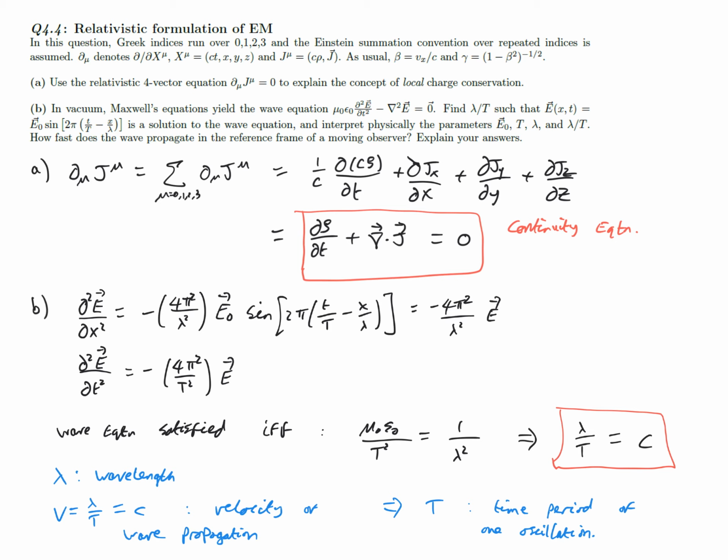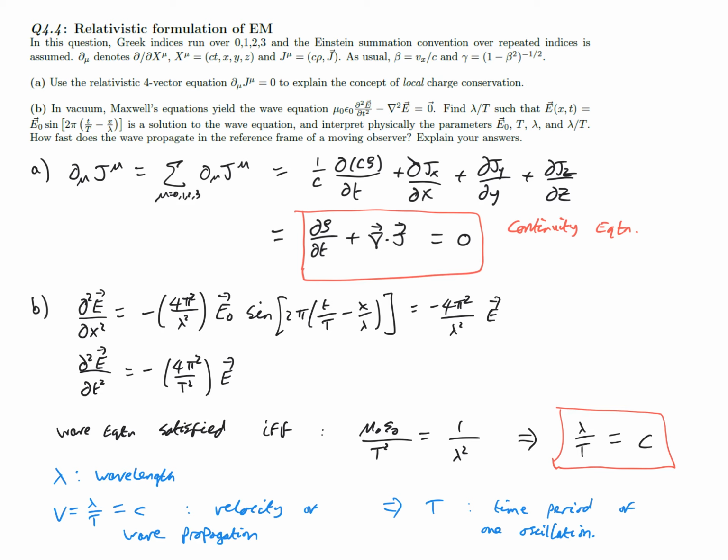So we know, of course, that light propagates at the same velocity to all observers. That's the central tenet of special relativity, according to Einstein. So we know that the velocity should be the same in all reference frames. How fast does the wave propagate in the reference frame of a moving observer? It travels with the speed of light, c.